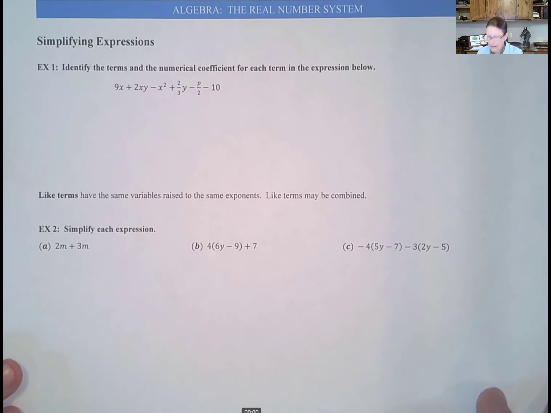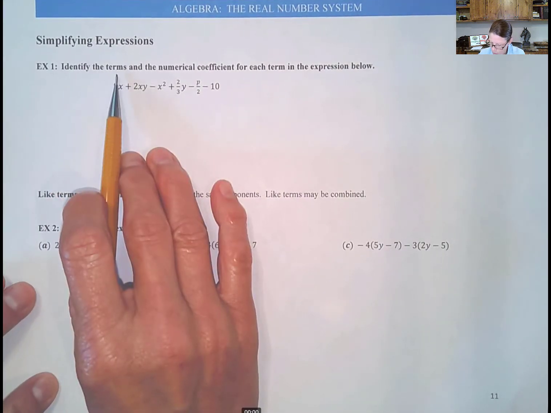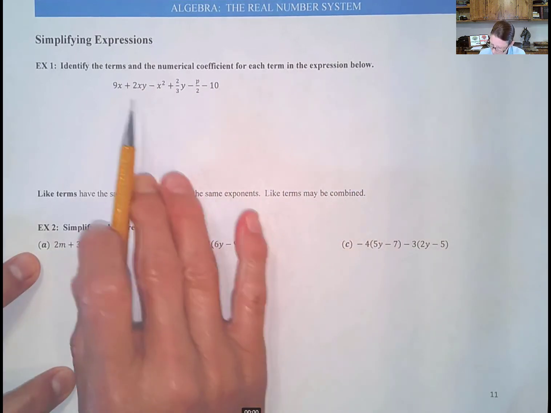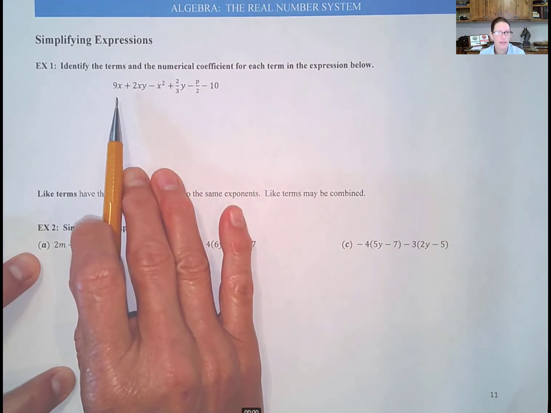And last page here, as we simplify expressions. Remember, expressions contain numbers and variables and math symbols. Okay, it's important to notice those numbers in front as well as what kind of variables we're dealing with. Okay, in example 1, we're going to identify the terms and the numerical coefficient for each term. Now the terms are separated by your plus and minus symbols.